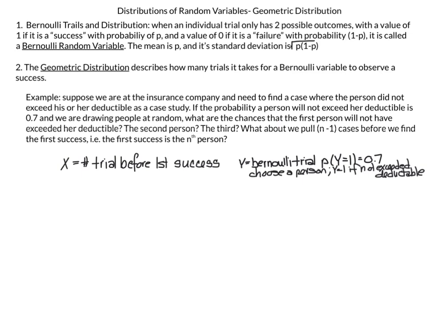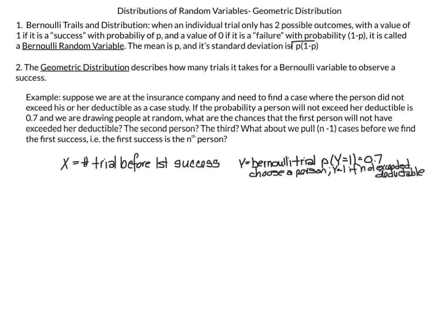And now we want to know what are the chances the first person will not have exceeded their deductible, the second person, this is kind of poorly worded. Maybe I just abbreviated it, but the second person meaning that the second person is the first person not to have exceeded the deductible, versus the third. The third person we draw at random is the first person not to exceed their deductible. So this variable is counting how many trials it takes before we find someone who hasn't exceeded their deductible. So this is our geometric random variable x, and that's the number of trials before our first success.